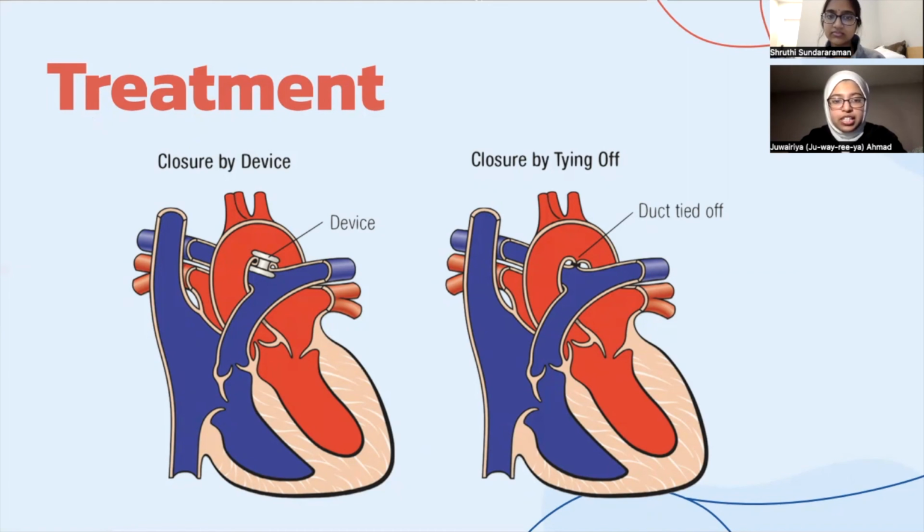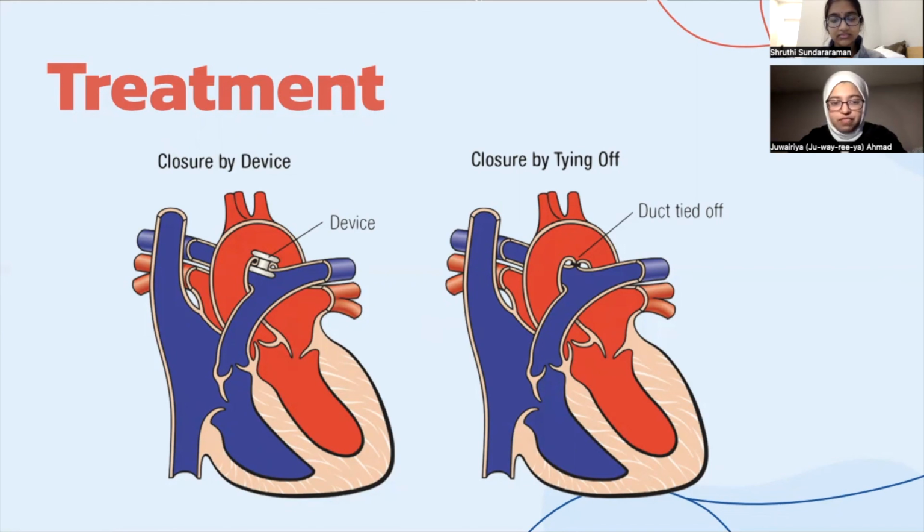But in most cases, children can have it closed by inserting a coil or some sort of a device through a catheter into the blood vessels in the leg to reach the heart and act like a plug to close off the ductus arteriosus.